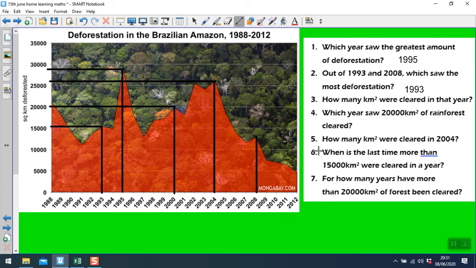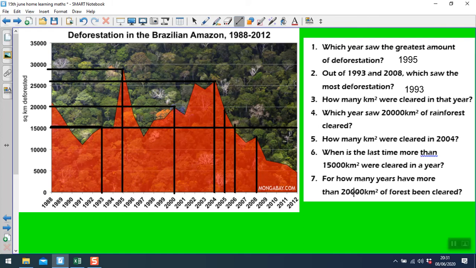When is the last time more than 15,000 kilometres were cleared in a year? So I'm going to draw a line across for 15,000 kilometres. So it's got to be higher than this point. If I'm looking at the years, that was 2015, that was 2016. So more than, I would say it was 2005.